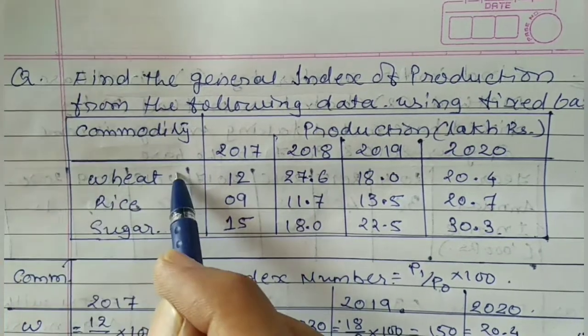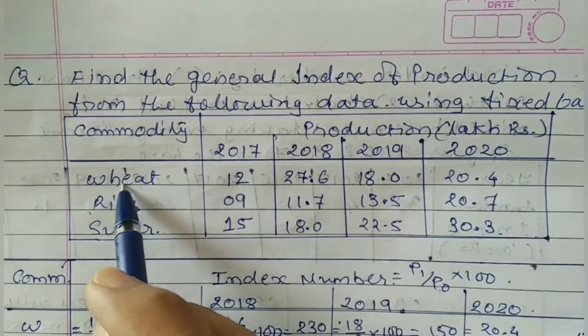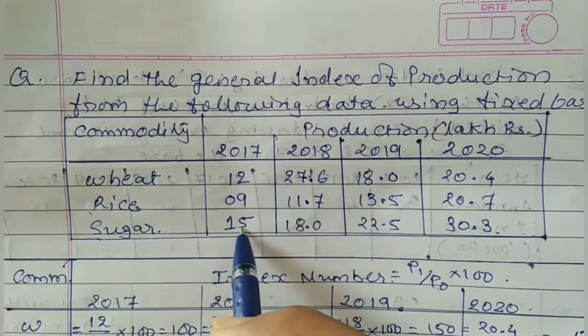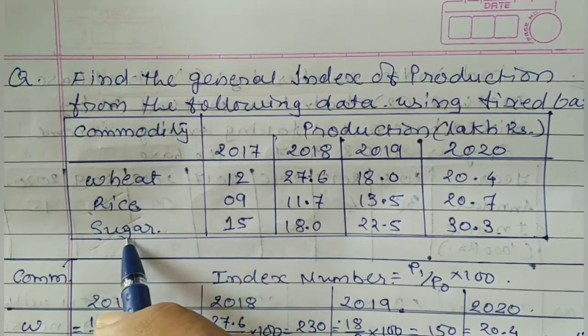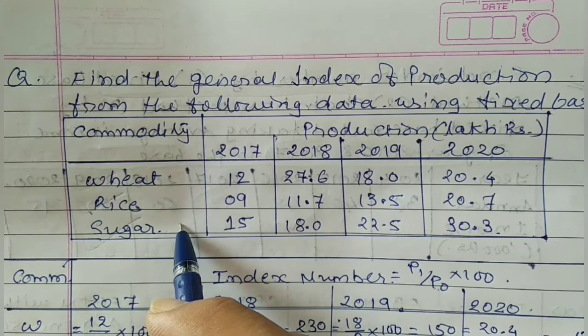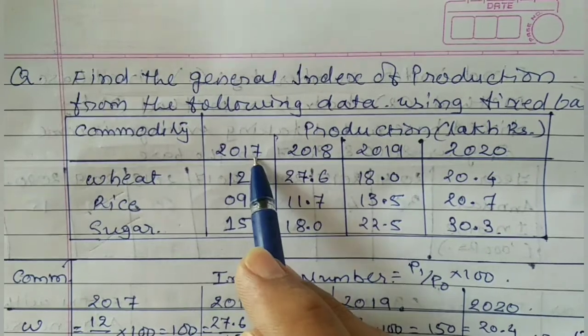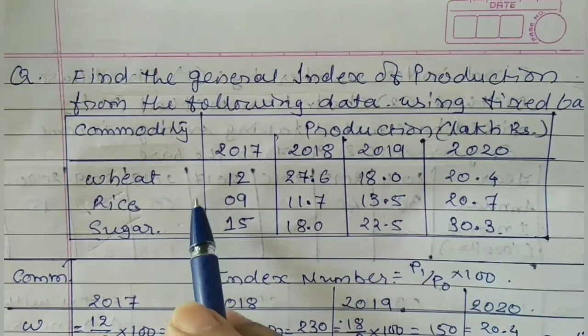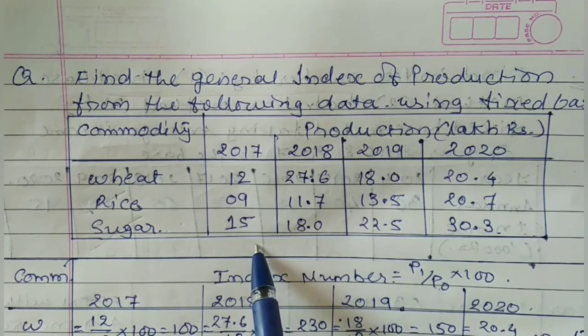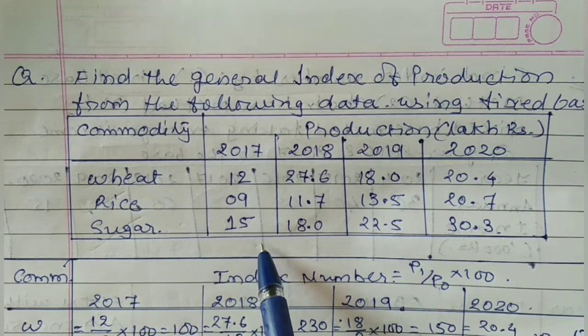Individually, you are supposed to find out the index number, that means for wheat, for rice and for sugar. These are the commodities being given to you. On that basis, you are supposed to find out the general index number for the following data. Here it is given 2017, 2018, 2019, 2020. All the information has been provided, and now we are about to find out the general index number.